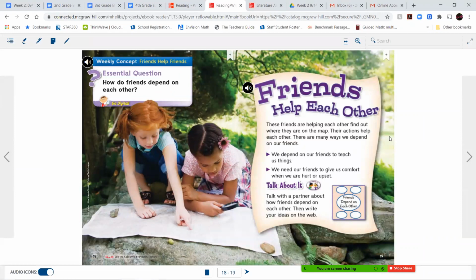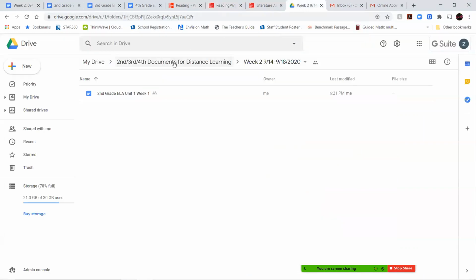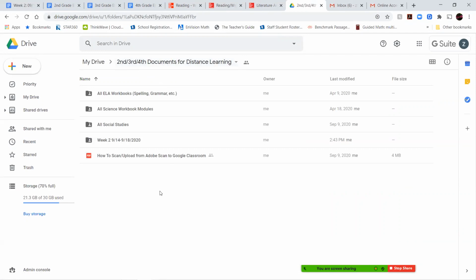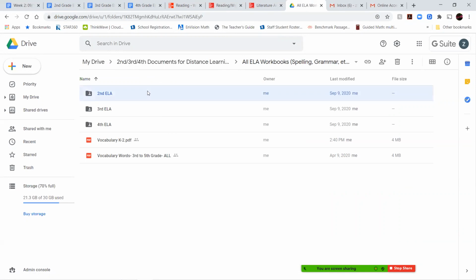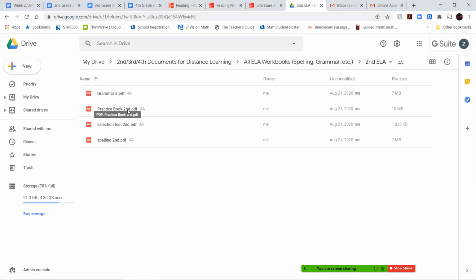Now, as you're working through your work for this week, you're going to be listening to your stories and you're going to be completing pages in your homework packet, which is going to be out of your practice book, and in your grammar packet. Now, both of these can be found in the shared folder. So if you open up your shared folder, we go back to this second, third, fourth grade documents for distance learning. So if you misplaced your workbook or you need another copy of it, you can go to your all ELA workbooks folder. You can open up second grade, and then you can open your practice book.